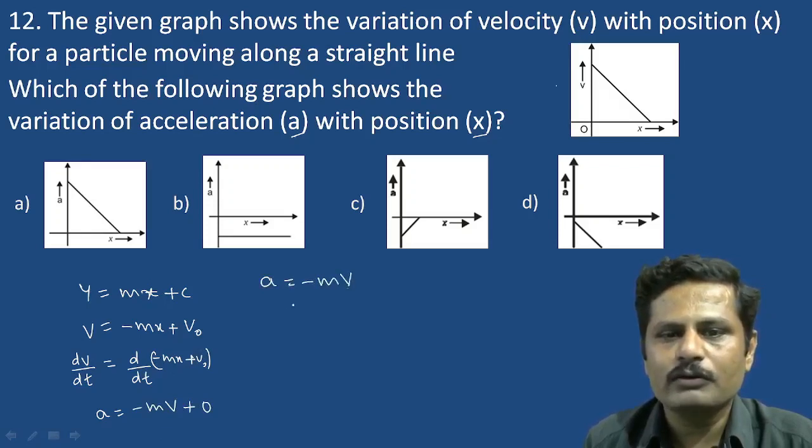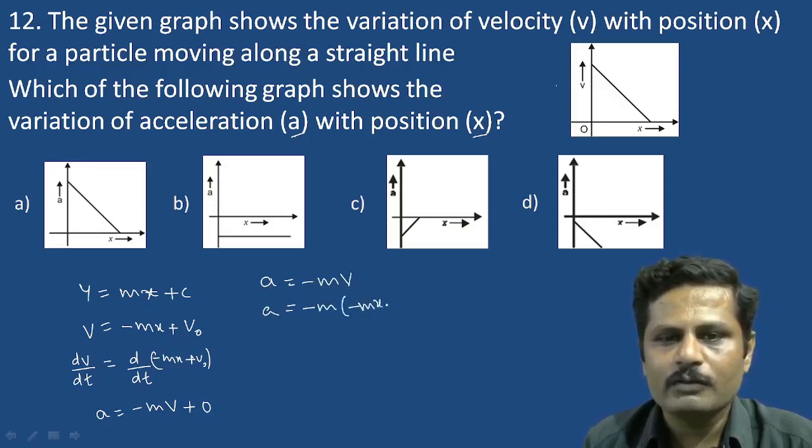Already we know that v, from this equation, we can write v equals minus mx plus v0. So this gives us a equals minus m of minus mx plus v0, so minus and minus becomes plus m square x, and minus and plus becomes minus m v0.